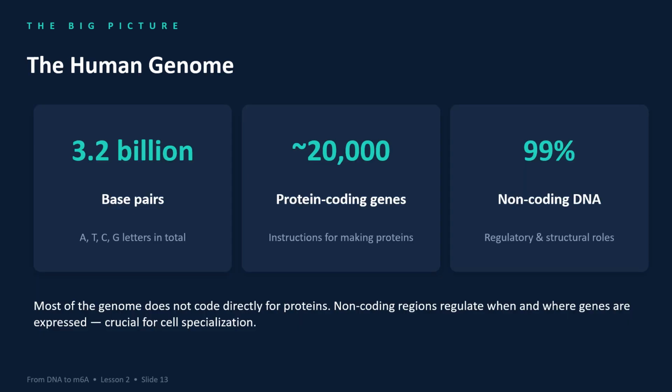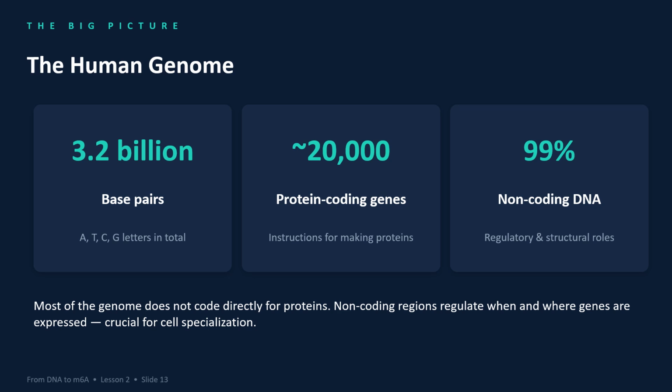Now let's look at some numbers. The human genome contains roughly 3.2 billion base pairs, and it contains around 20,000 protein-coding genes. But here's something surprising. Only about 1 to 2% of your DNA actually codes for proteins. The remaining DNA controls when genes turn on, where they turn on, how strongly they turn on, or serves structural and regulatory functions that scientists are still discovering.